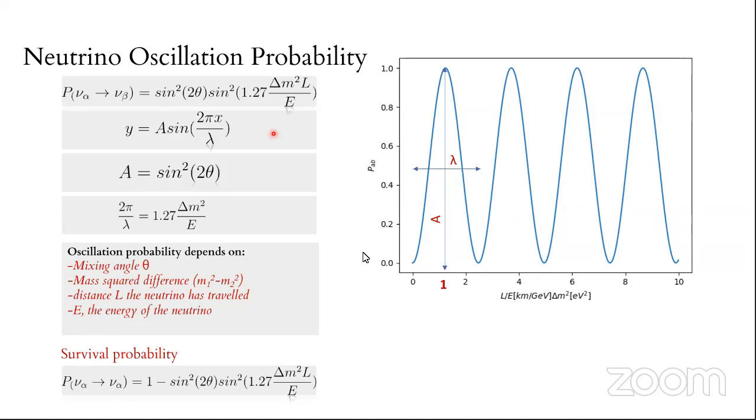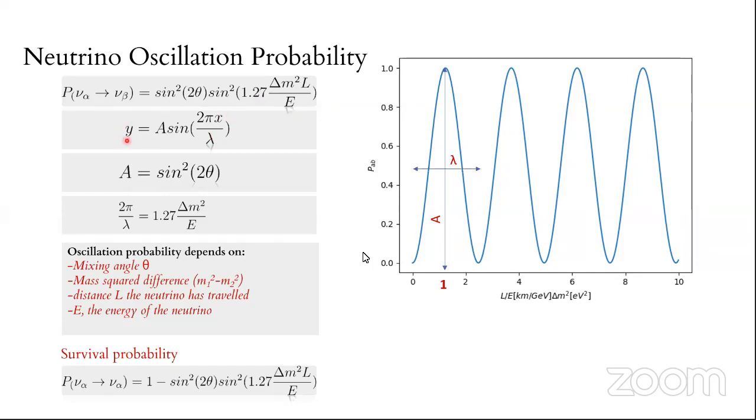right? So now, how does this probability look as a function of the known parameters, L and E? The L and E are known parameters. Theta and delta m squared are unknown parameters. So in any neutrino oscillation experiment, the goal would be to measure theta and delta m squared. Now, how do we measure this theta and delta m squared? Let's write this equation in a different form.